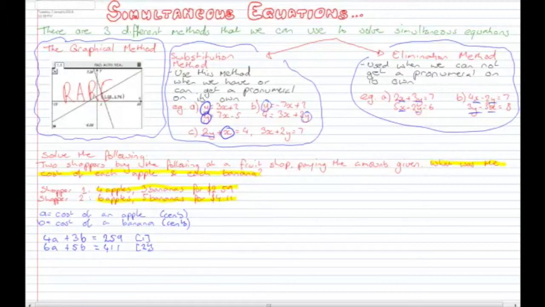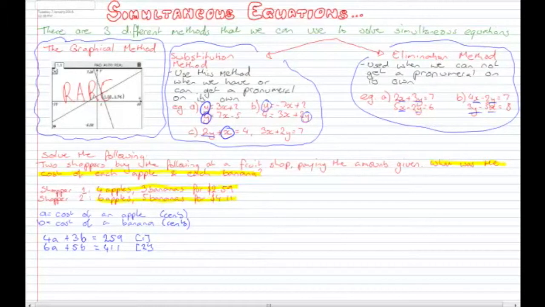Alright, let's have a look. Are we going to use the substitution method or the elimination method? Well, are there any pronumerals without a coefficient out the front? 4A? No. 3B? No. 6A? No. 5B? No. That means we can only use the elimination method. Okay, so what we're going to have a look at here is which pronumeral we want to get rid of first. I'm feeling B, so let's go through and do it.